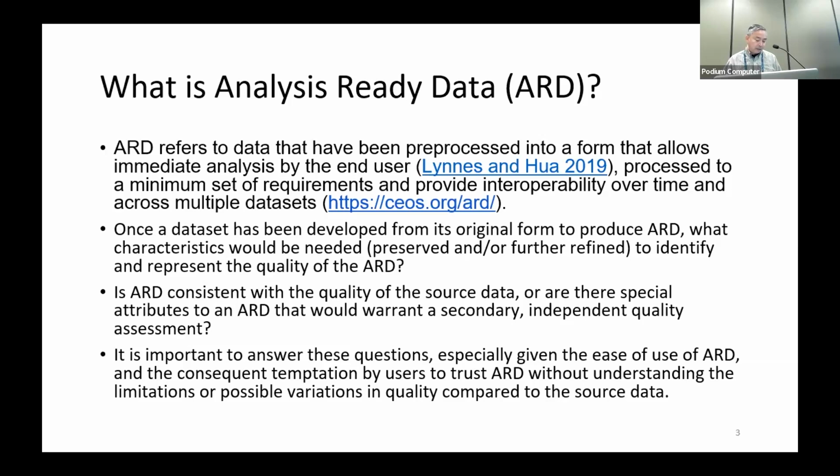Is an ARD consistent with the quality of the source data, or are there any special attributes that warrant a secondary independent quality assessment? And do we need to add a capability for open science, such as tracing back to the pre-processing? It is important to answer these questions, especially given the ease of use of ARD and the consequent temptation by users to trust the ARD without understanding the limitations or possible variations in quality compared to the source data.